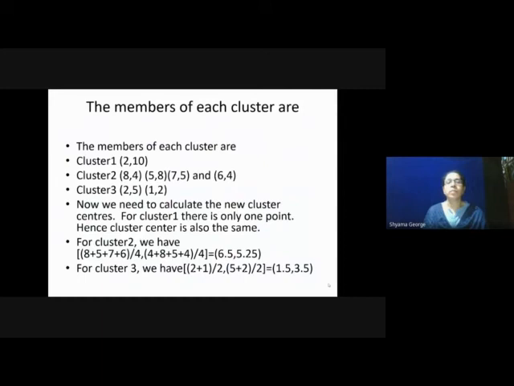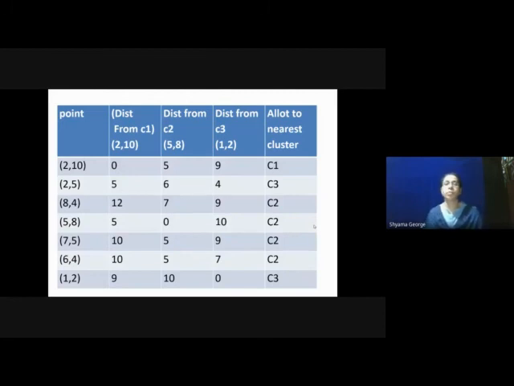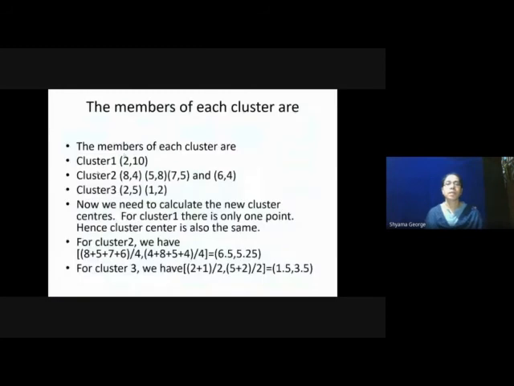Now, when you get the members of each cluster, in cluster C1 there is only one object, that is (2, 10). In cluster C2, there are 4 objects: (8, 4), (5, 8), (7, 5) and (6, 4). And in cluster C3, there are two objects, (2, 5) and (1, 2). So these are the three clusters. Now we need to calculate the new cluster centers.